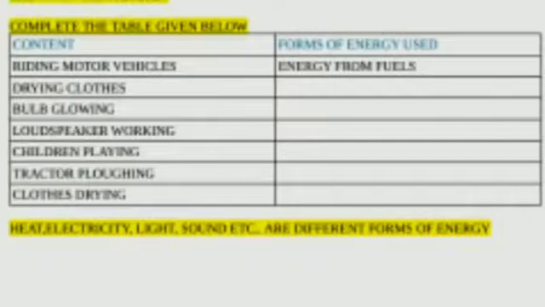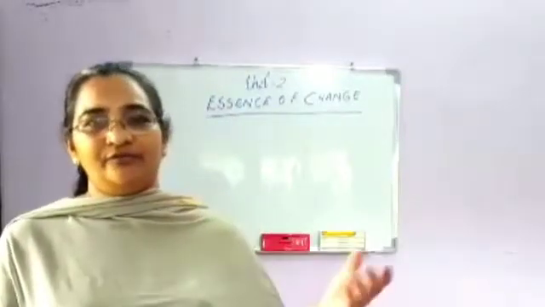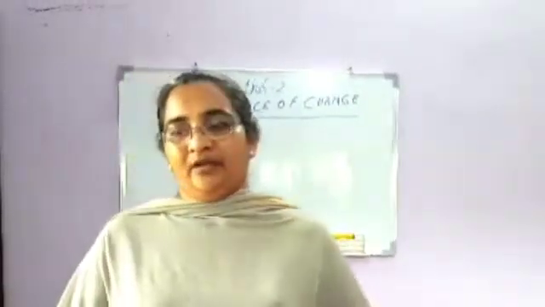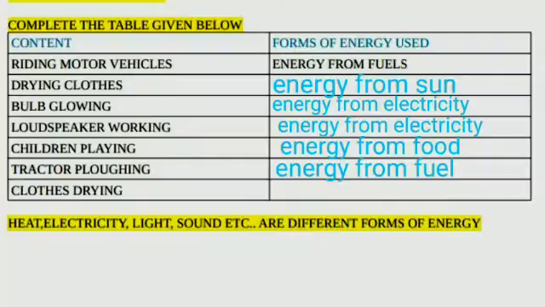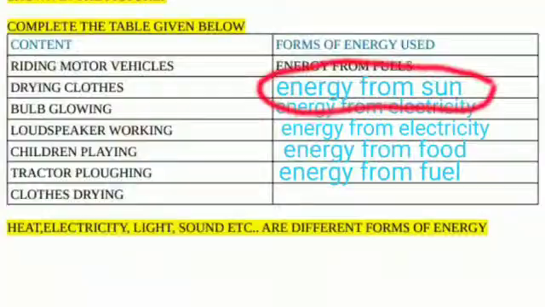I asked you to complete the table. I gave you a few more things. So shall we just go into a review of what you have written? Take out your table and see. The first one was riding a motor vehicle. So when riding a motor vehicle, what energy is used? Energy from the fuel. Drying clothes? Yes, energy from the sun.